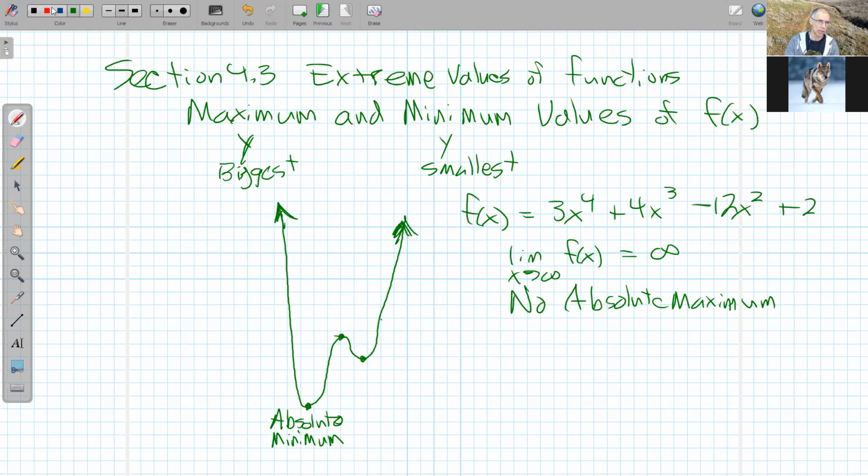These other 2 points are important. There's an interesting change here and here. These are called relative. So that would be a relative maximum, and this would be a relative minimum.